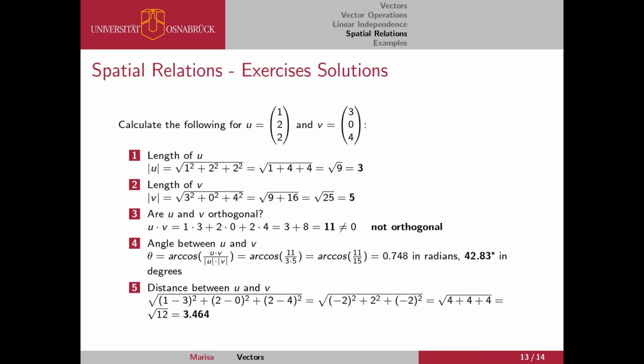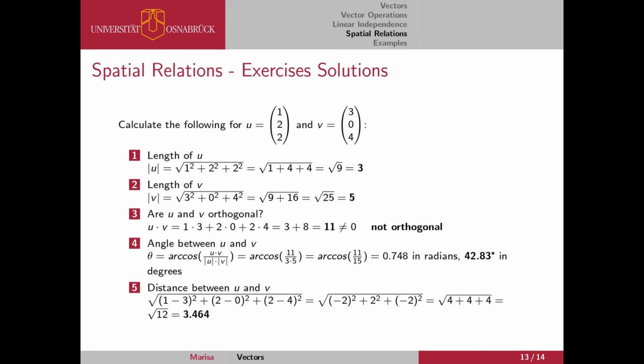And here you go with the solutions to the 5 exercises. In the first task, you had to calculate the length of the vector u. So if you remember the formula for the length, you had to square all of the entries of u, add them together, and take the square root. So therefore, we have the square root of 1 squared for the first entry, so in the first dimension, 2 squared for the second entry, and also 2 squared for the third entry. And therefore we have the square root of 1 plus 4 plus 4, which is the square root of 9, which is 3 in total.